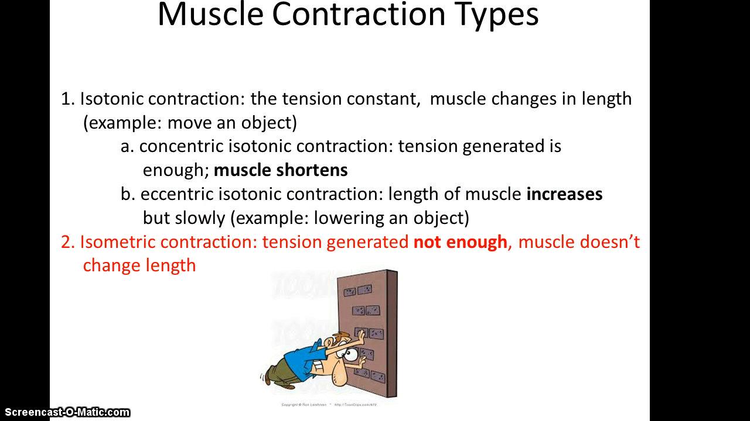The second big category of muscle contractions is the isometric contraction. This is where the muscle is generating a lot of force, a lot of tension, but it is unable to change in length. It can't overcome whatever it is pushing against, such as that wall.